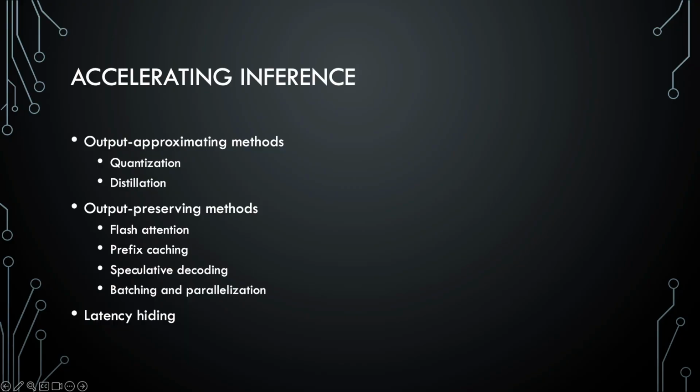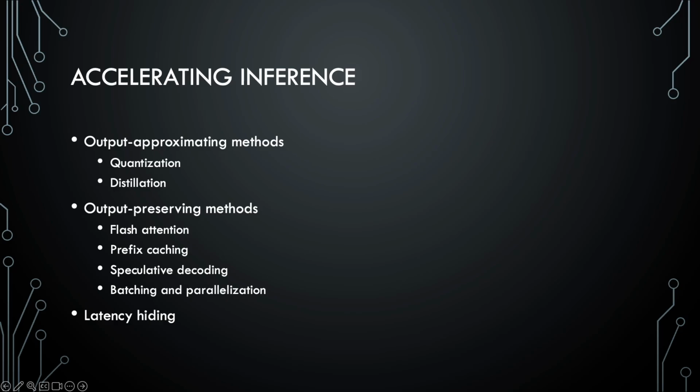Prefix caching is a method where we store the computed representations of previously processed tokens to avoid redundant calculations during inference. Speculative decoding involves generating multiple potential continuations of a sequence in parallel and selecting the most probable one, which can speed up response times. Batching and parallelization techniques allow us to process multiple requests simultaneously, improving throughput and reducing latency.